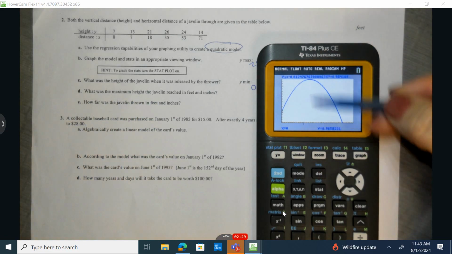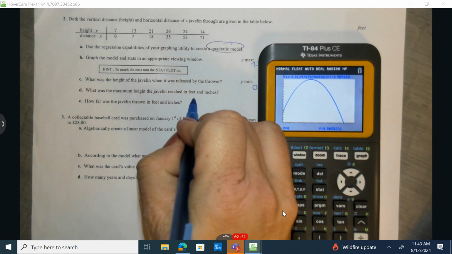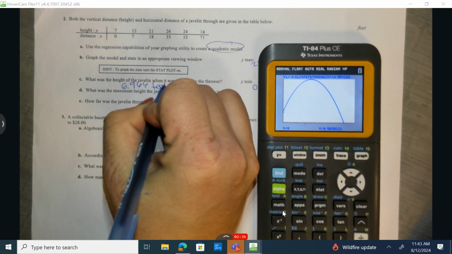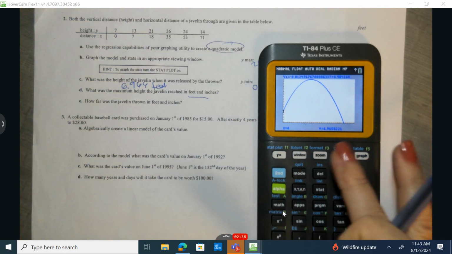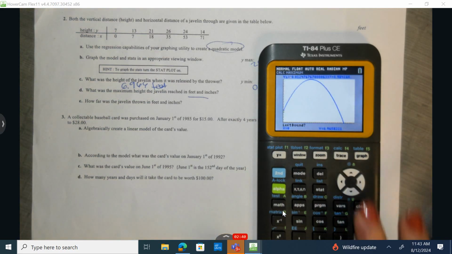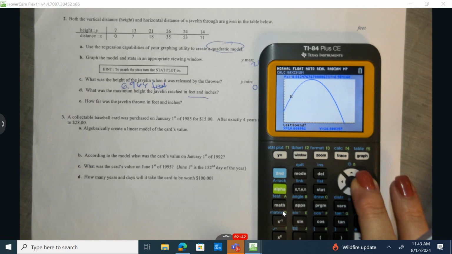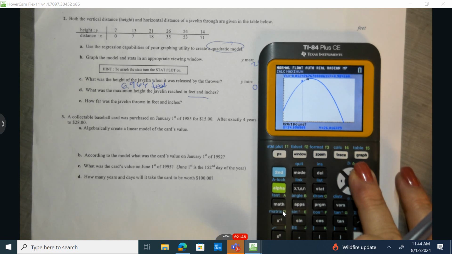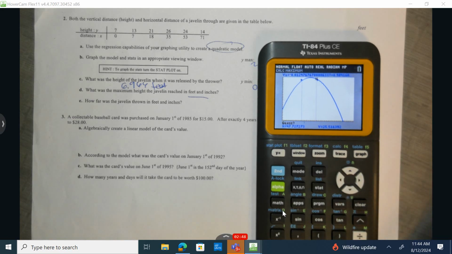What is the maximum height of the javelin? So the maximum height of the javelin in feet and in inches. Okay, now we can see it was in feet. So 6.966 feet. We want to know what is this maximum. Second trace, let's do the relative maximum here. So to the left, to the right, and back up to the highest point.